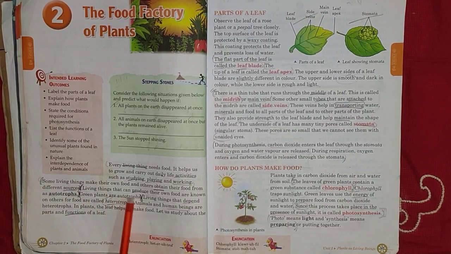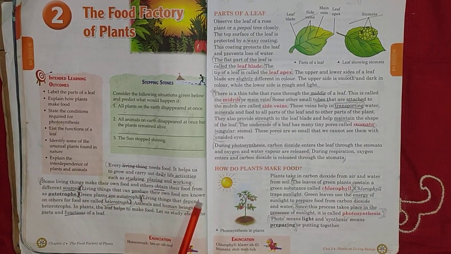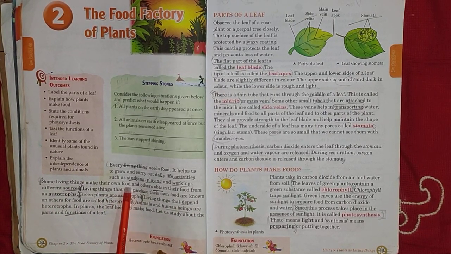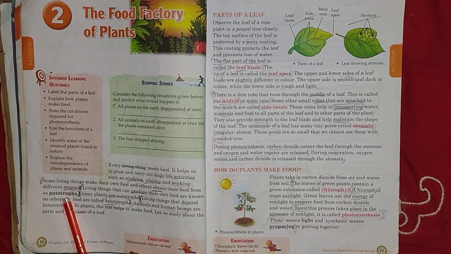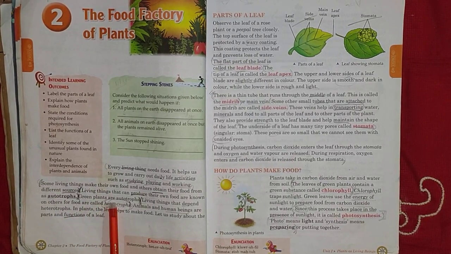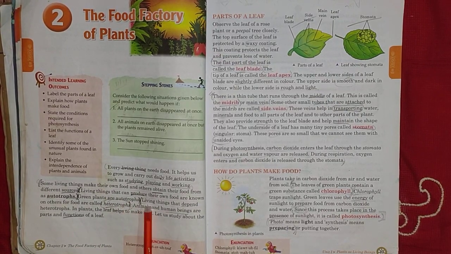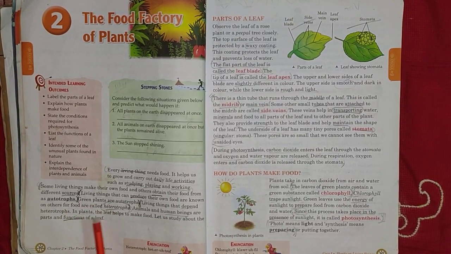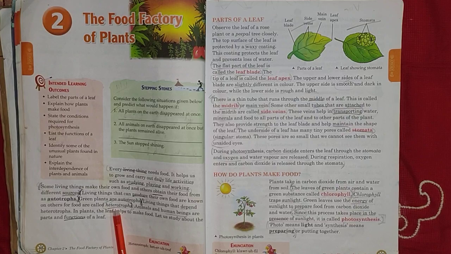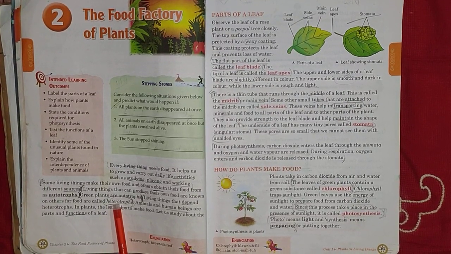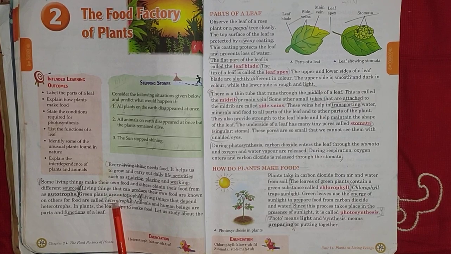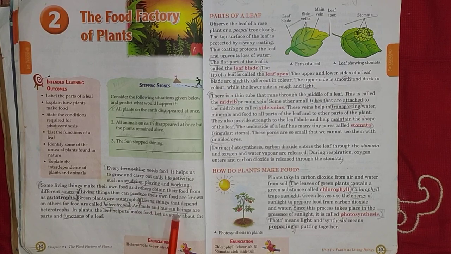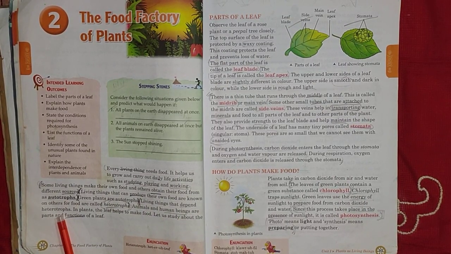Living things that can produce their own food are known as autotrophs. Green plants are autotrophs. Living things that depend on others for food are called heterotrophs. We depend on plants and animals for our food, so we are heterotrophs. Animals and human beings are heterotrophs.